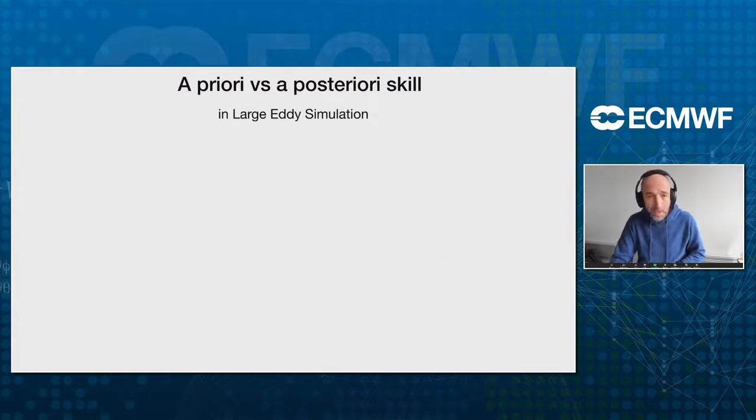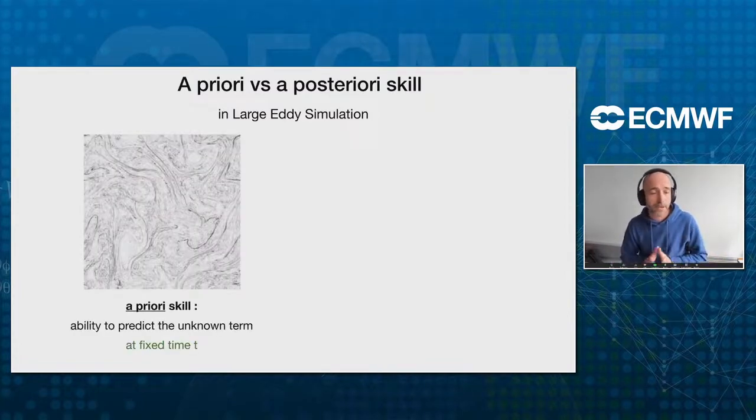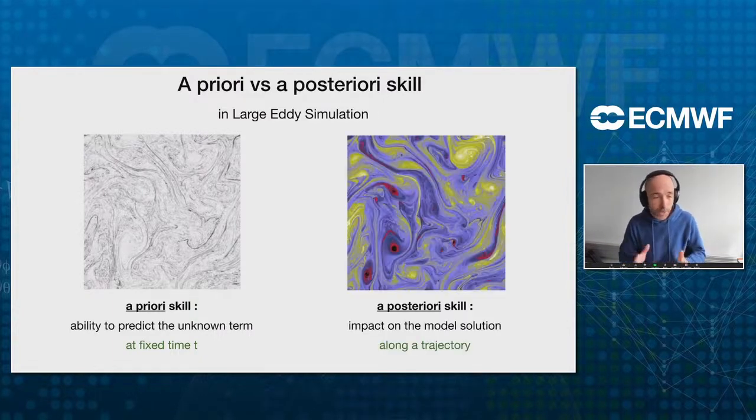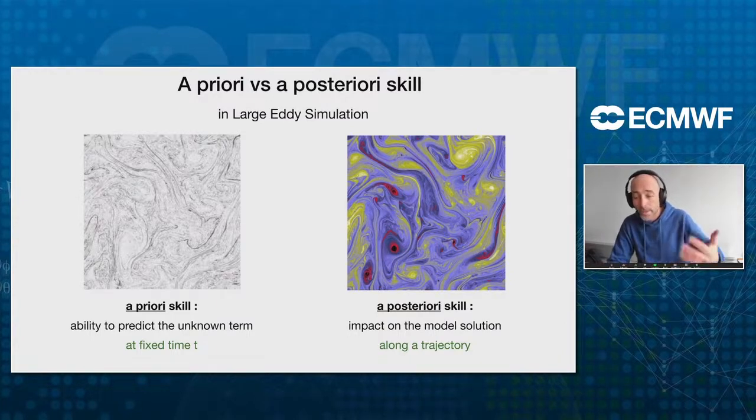This question was described long ago in the large eddy simulation community, and that's textbook science. They call it the difference between the a priori skill and the a posteriori skill of subgrid closures. The a priori skill defines the ability of a closure to predict an unknown term, something you do at fixed times, while the a posteriori skill is what you really care about, the impact of the closure over some time on the model solution.